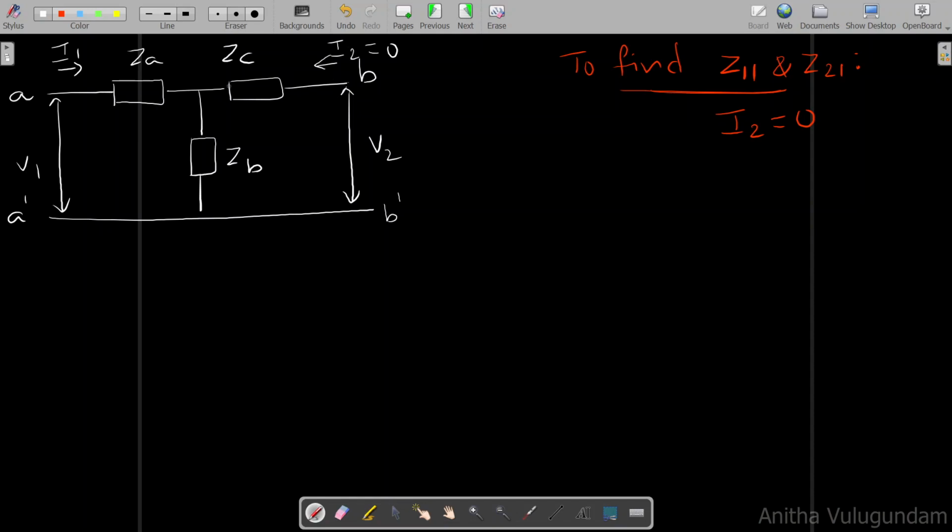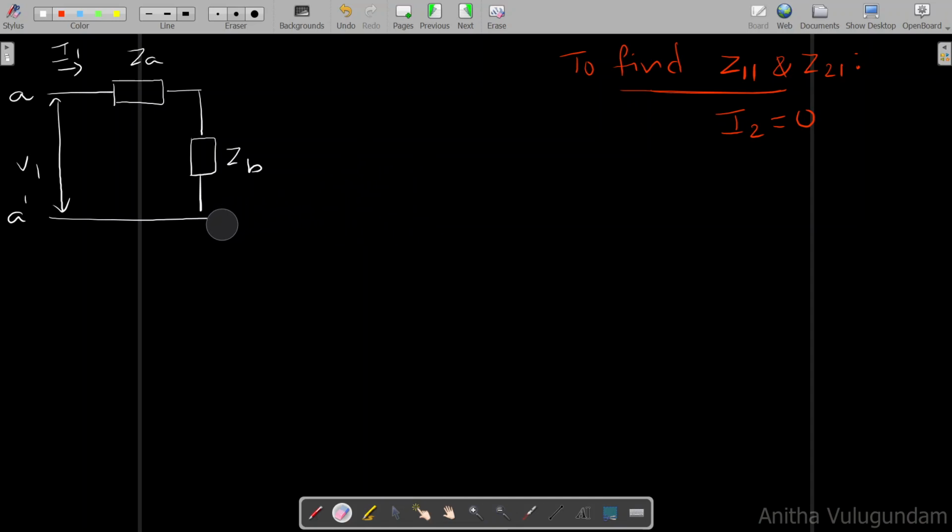No current flows in this impedance. So obviously we can ignore this impedance. So when I2 equal to 0, you can redraw the figure like this, whereas you'll have here voltage V2. Right? Whenever I2 equal to 0, this end becomes open circuited. So no current flows in that branch. You can ignore that impedance. This is how the circuit will look.